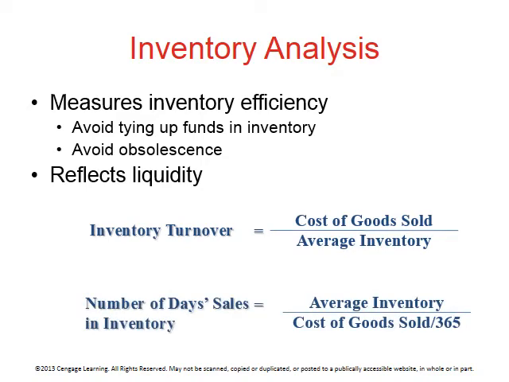A couple key measures we look at are inventory turnover and number of days sales in inventory. These may look familiar because they're a lot like the accounts receivable measures we looked at before. Inventory turnover is how many times we turn over our inventory. Number of days sales in inventory is how many days inventory sits on the shelf.